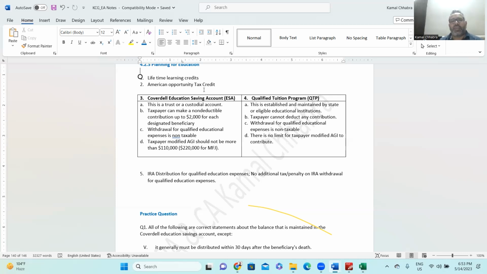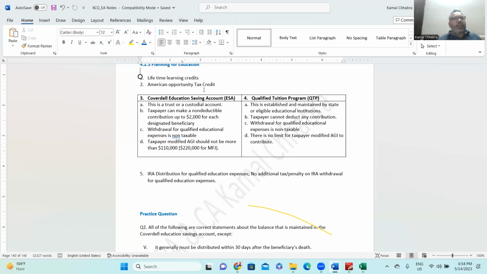The Custodial Education Savings Account is maintained by a trust or a custodian. Here the taxpayer can make a non-deductible contribution of up to $2,000 per designated beneficiary. That means if you have one child, you can contribute up to $2,000; if you have two children, up to $4,000, and so on. Withdrawal for a qualified educational expense is non-taxable, so you get the tax benefit when you withdraw for the qualified expense, and it is a tax-free withdrawal.